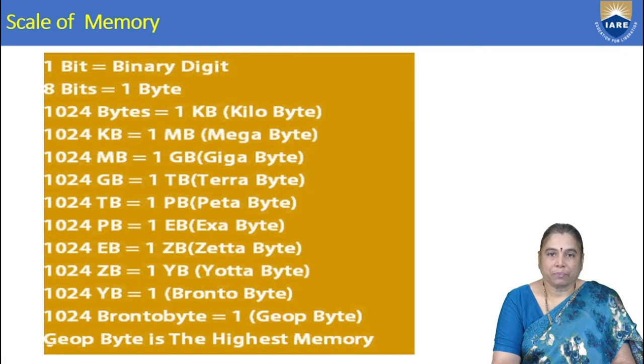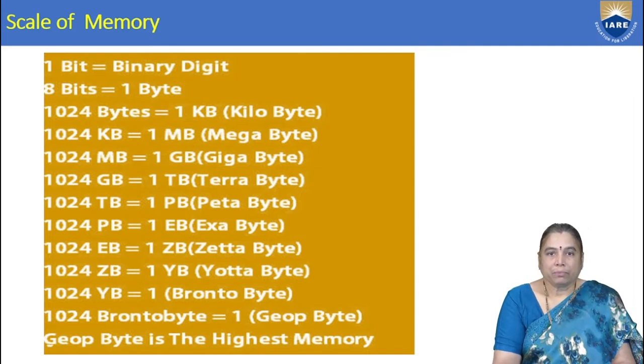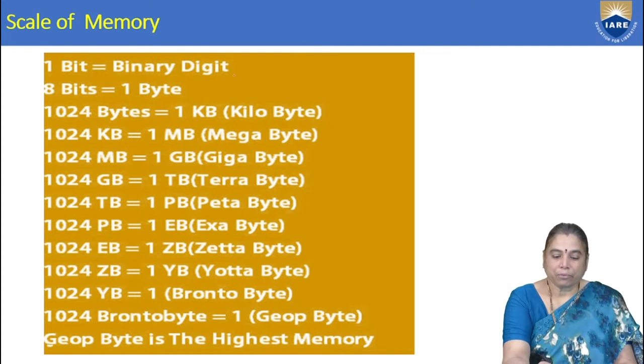And how can the storage capacity of the memory be measured? The information can be stored in the memory in the form of bits. A bit is a binary digit, either 0 or 1. A collection of 8 bits is 1 byte. A collection of 1024 bytes is 1 kilobyte. 1024 kilobytes is 1 megabyte. 1024 megabytes is 1 gigabyte. 1024 gigabytes is 1 terabyte.